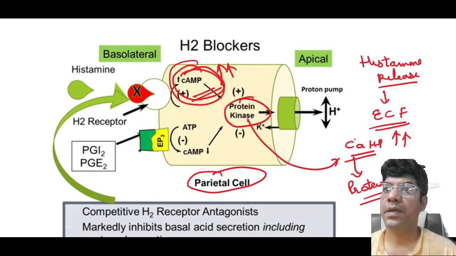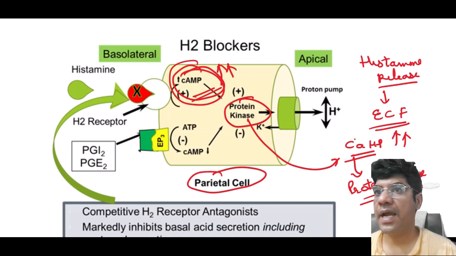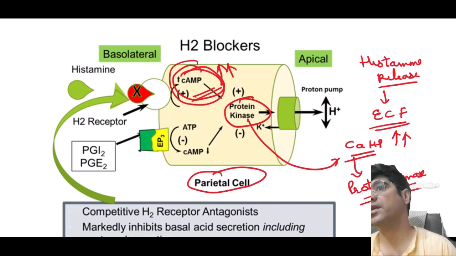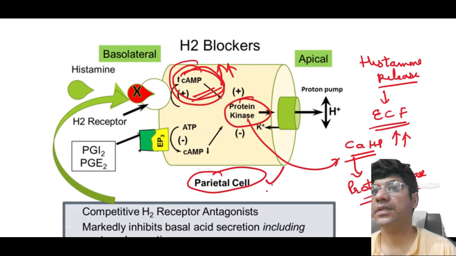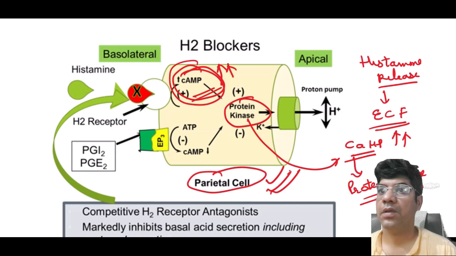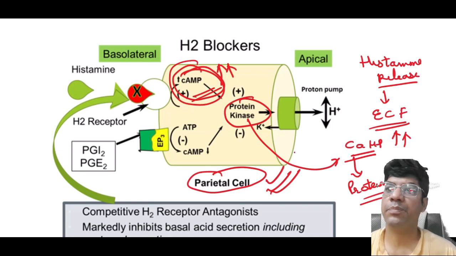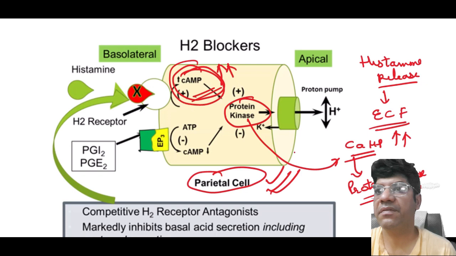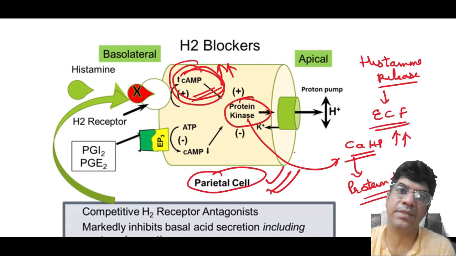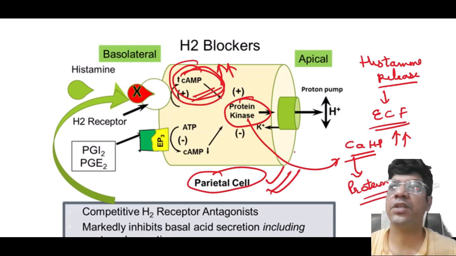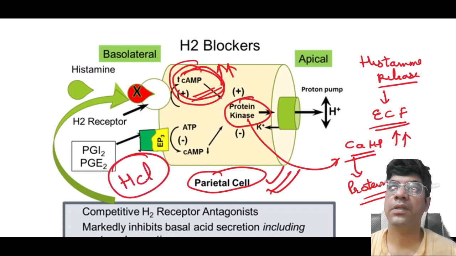Now activated protein kinase phosphorylates and activates the hydrogen potassium ATPase pump on the luminal surface of the parietal cells. So the proton pump exchanges potassium ions from the stomach lumen with the hydrogen ions from the parietal cells, that leads to secretion of the HCl into the stomach.